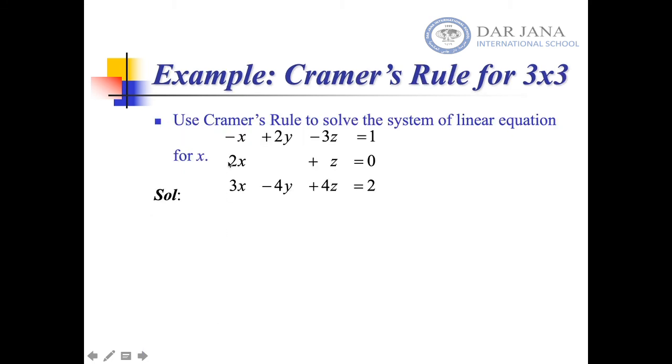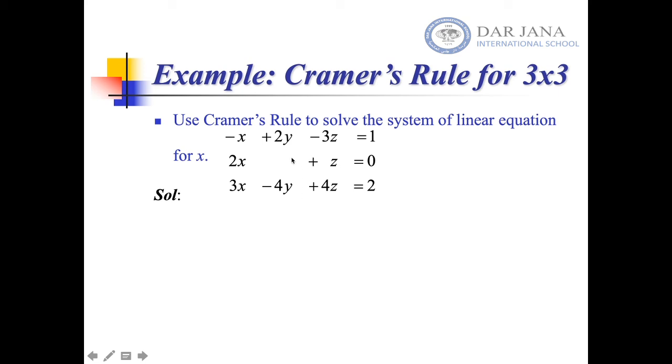Now, example of a 3 by 3 matrix. Cramer's rule for a 3 by 3. We use Cramer's rule to solve the system of linear equations for x, y, and z. This is a system of 3 equations, 3 unknowns. So now we'll use Cramer's rule to solve such a system.